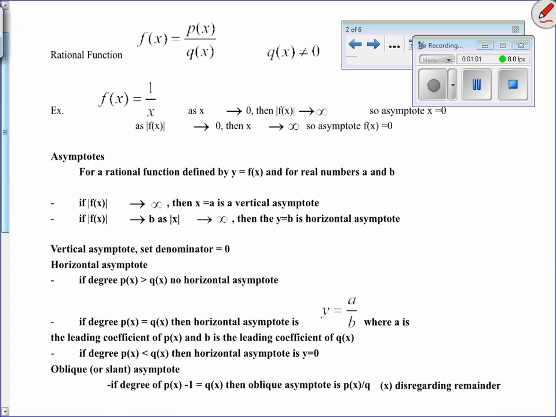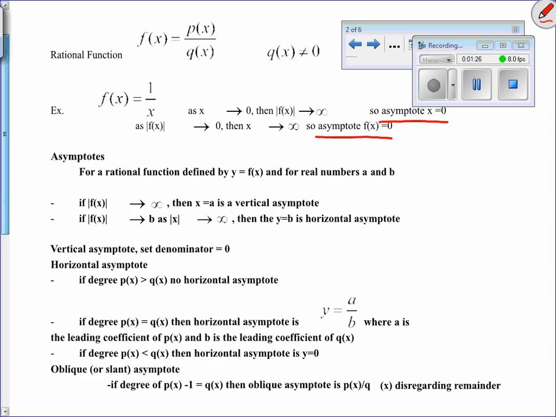For example, our classic rational function is f of x equals 1 over x. And a couple things happen. As x goes to 0, we know that the absolute value of f of x goes to infinity. We'll have an asymptote at x equals 0. As f of x goes to 0, then x is going to go to infinity, so we're going to have another asymptote, f of x equals 0.